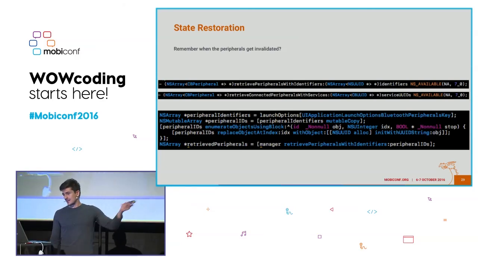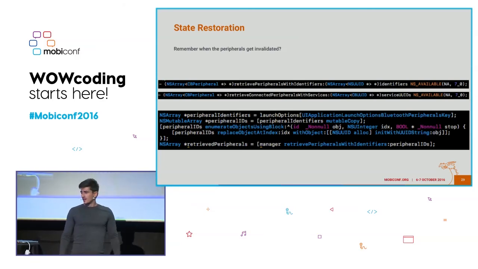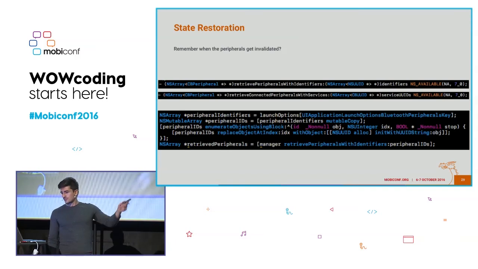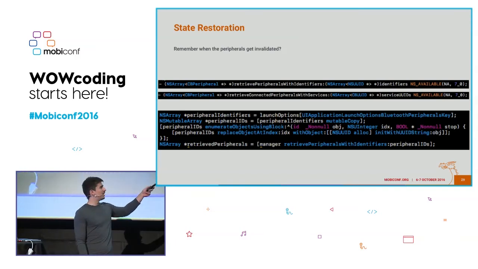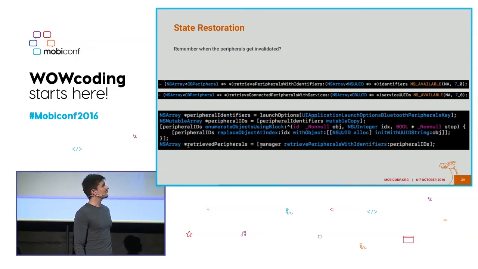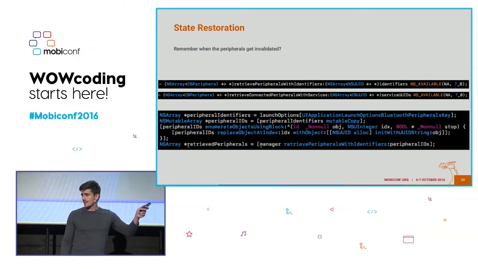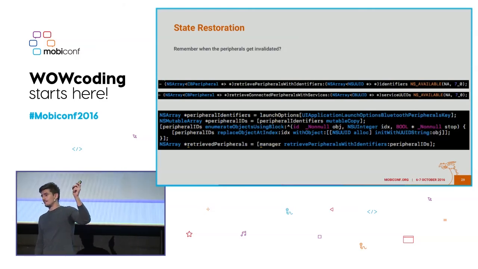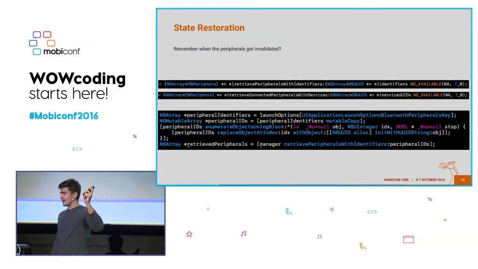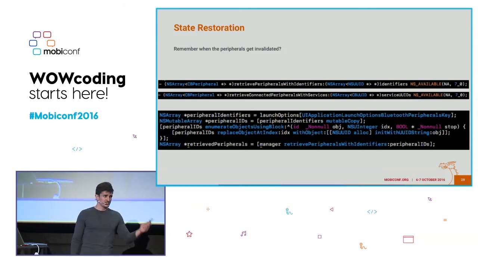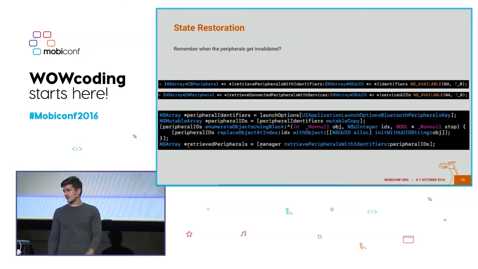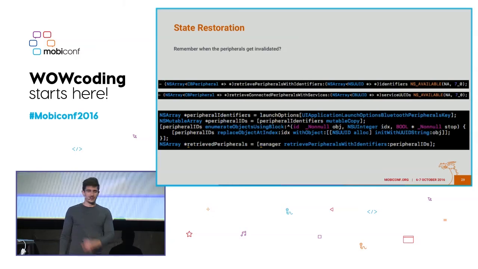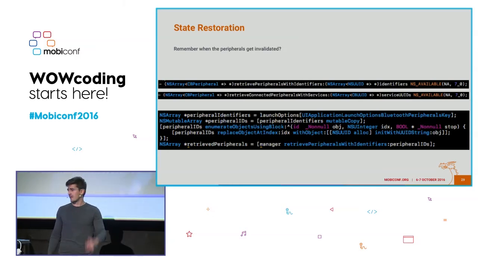So you can see in the example code, there's a key called launch options Bluetooth peripheral keys. This is done in didFinishLaunching, and you can just look for that. I'm showing you, you have to do an NSUUID with these. They will just be plain strings, and then you can just retrieve them with the identifiers, like I'm showing you in the code. I don't have to get too much into that.